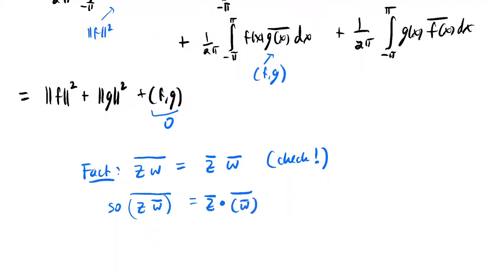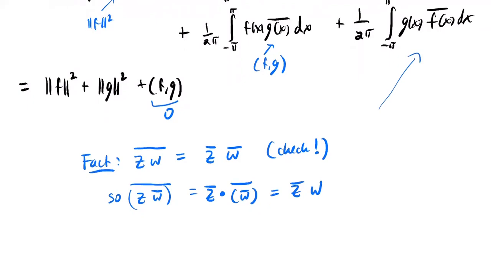But remember that complex conjugation flips the sign of the imaginary part. So w bar has the imaginary part with the opposite sign as w. But if I take the conjugate again, this is the same thing as just going back to where I started, right? So this is equal to z bar times w. And so, why am I going through this? Well, that's exactly what we have here.